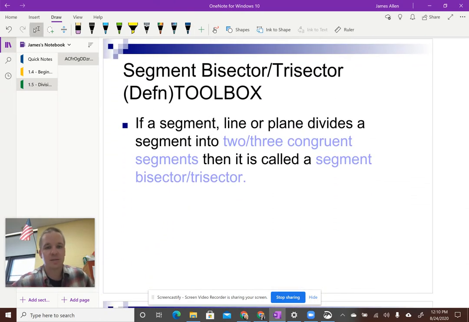A segment bisector or trisector is a segment, line, or plane that's going to divide a segment into 2 or 3 congruent segments. It's called the bisector or the trisector. And once again, we can say definition bisector or definition trisector. We're fine with that in our proofs. They get very lengthy, so writing out full definitions, we're not going to do that. But we do want to make a mental note of what they mean. Pause it if you need to.